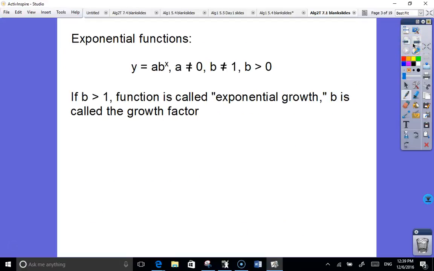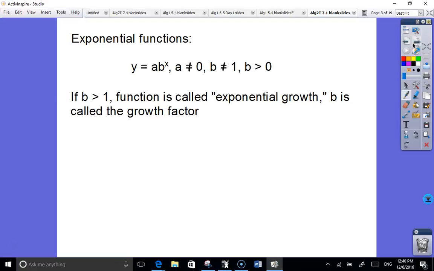So, exponential functions, right? The standard form exponential equation is a times b to the x. It's exponential because it's got the variable in the exponent. Now look at all the things that come after that. First, a doesn't equal 0. A and b are real numbers, right? But a does not equal 0, because what would you have if a equals 0? Well, the whole thing would be 0, right?